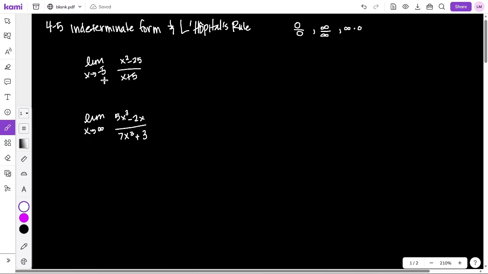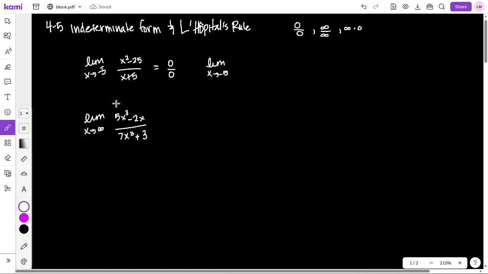If I look at the limit as x approaches -5 and I plug in -5 for x on the top, and I plug in -5 for x on the bottom, so if I try to do direct substitution, I get 0 over 0. That's indeterminate form.